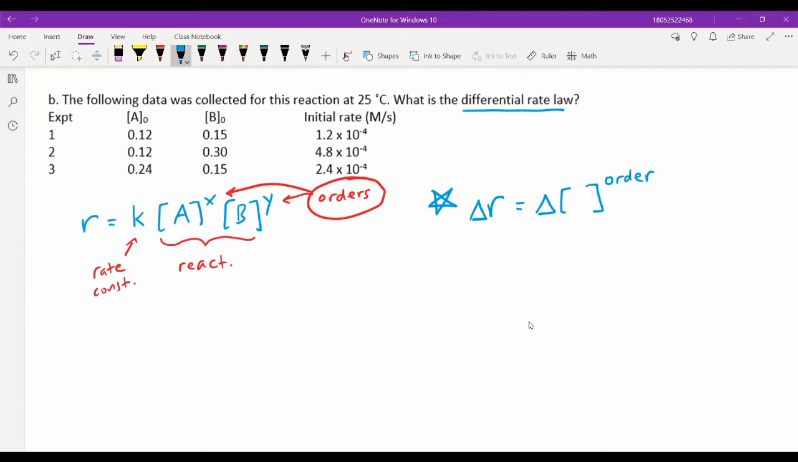Let's start basically by saying to determine the order for A, we're going to look at experiments where only A changes. So if B is kept the same, let's say B is the same in 1 and 3, and then we have A changing, right? So we're going to look at experiments 1 and 3 because only A changes.